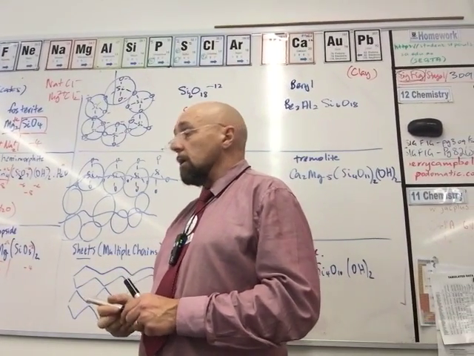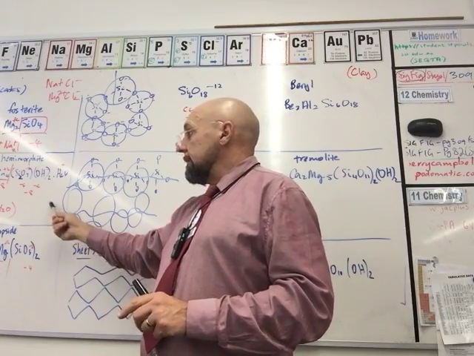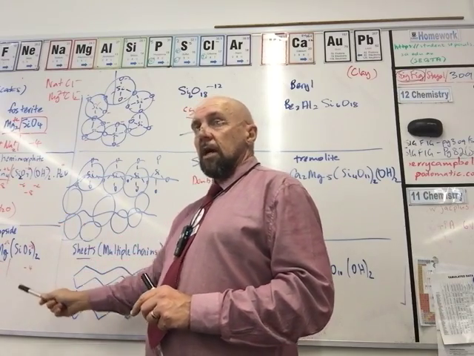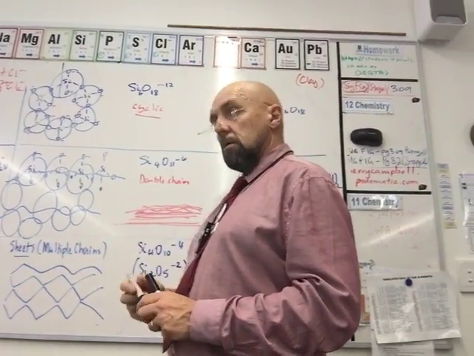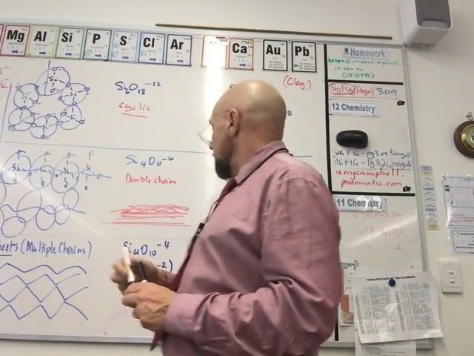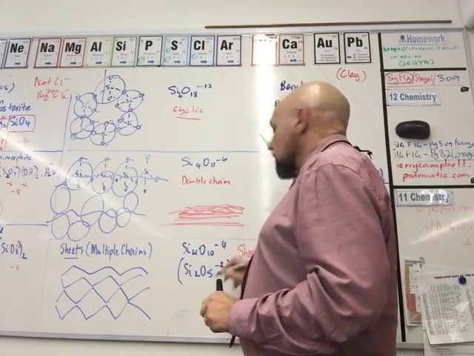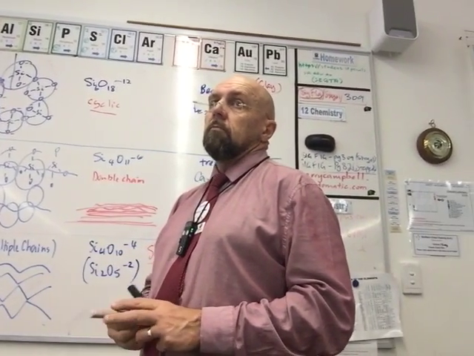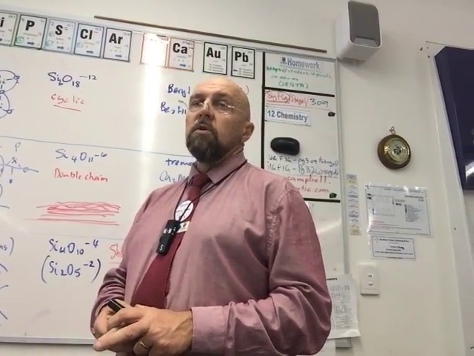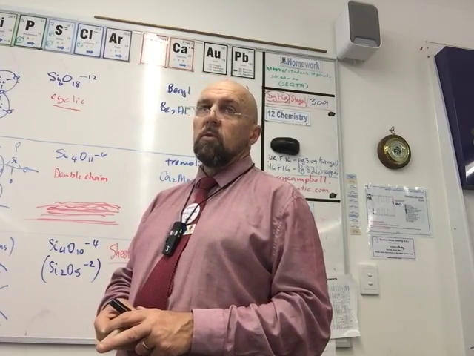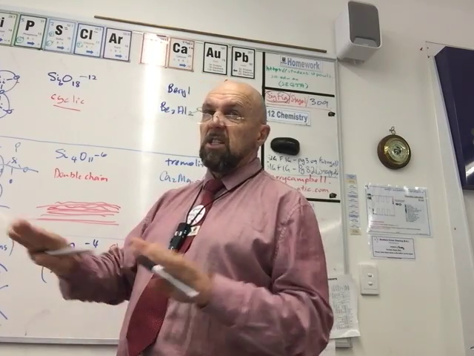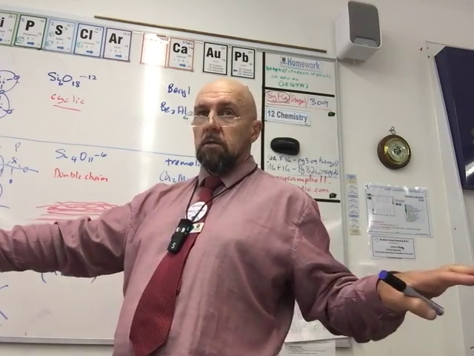So I've got single tetrahedra, double tetrahedra, single chain, double chain, cyclic, and this one here is called a sheet structure. We've used that word before when we talked about polymers. We talked about alpha and beta pleated sheets, long, flat structures.